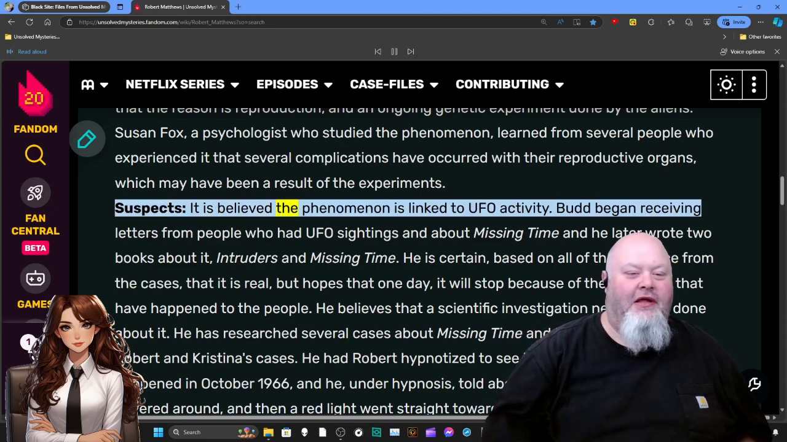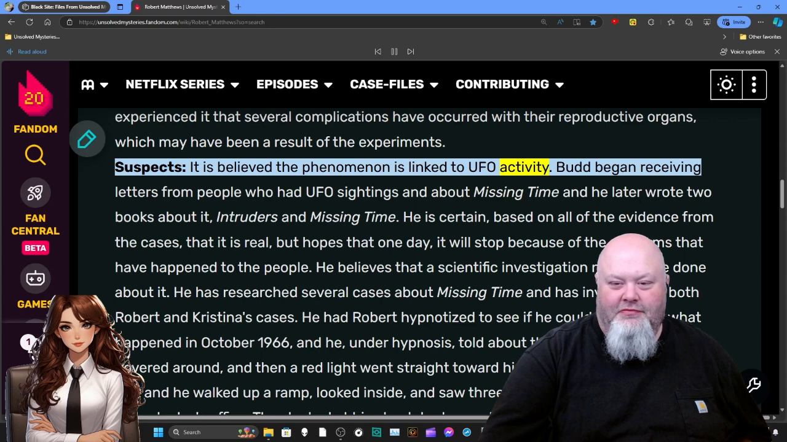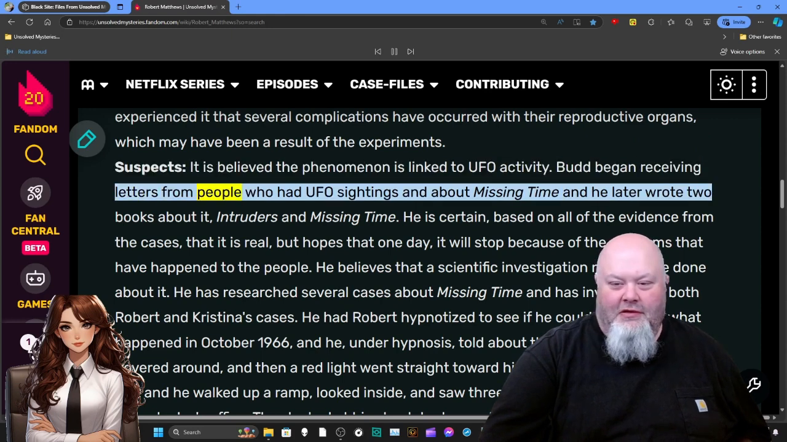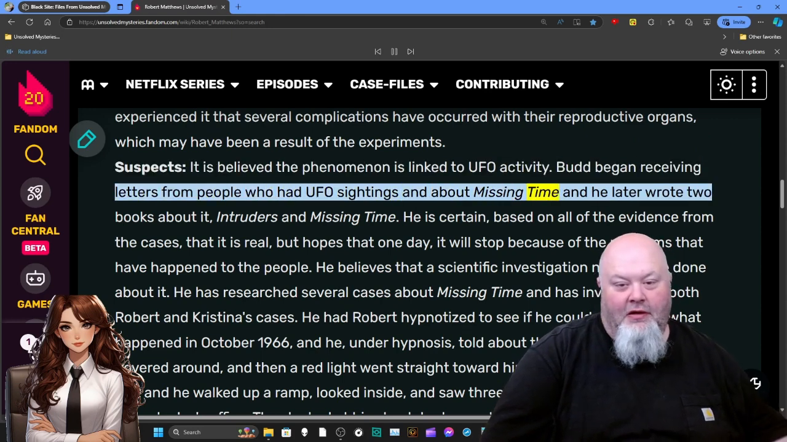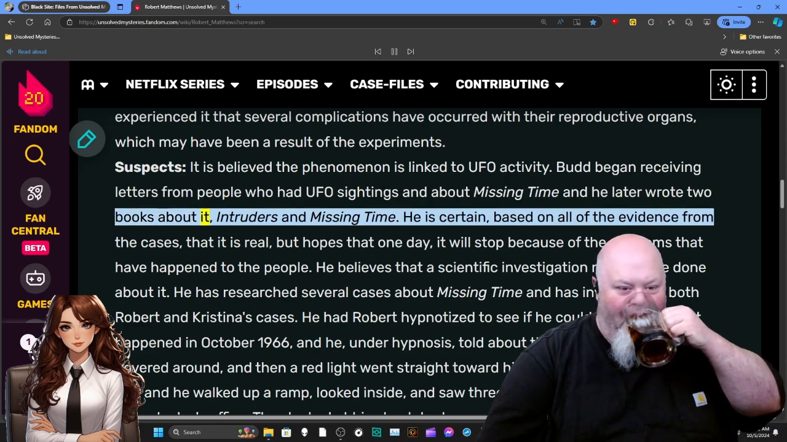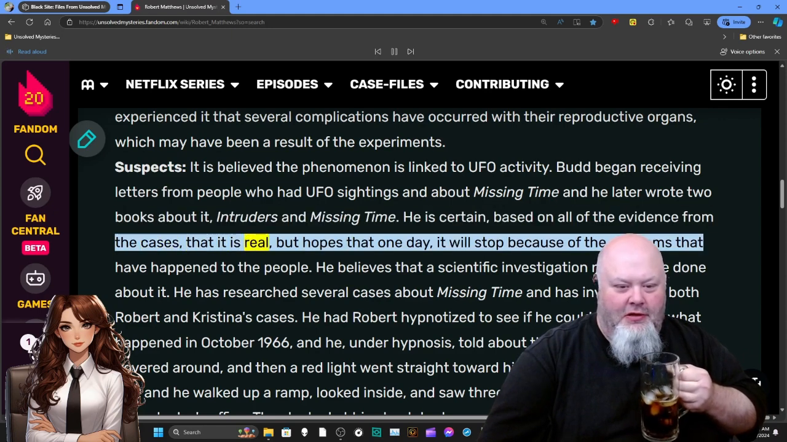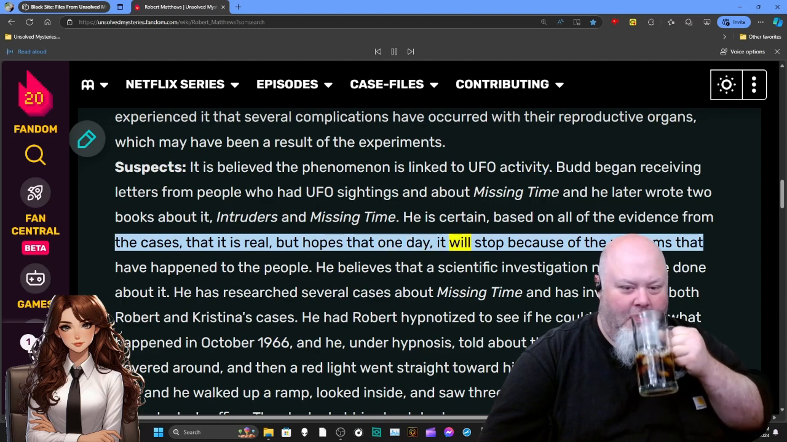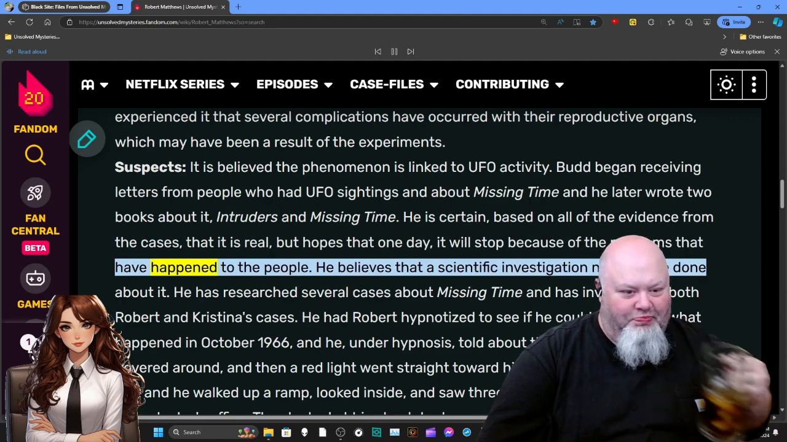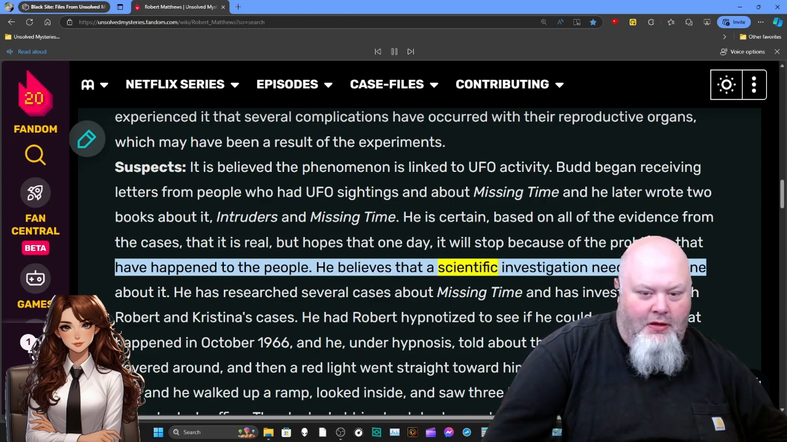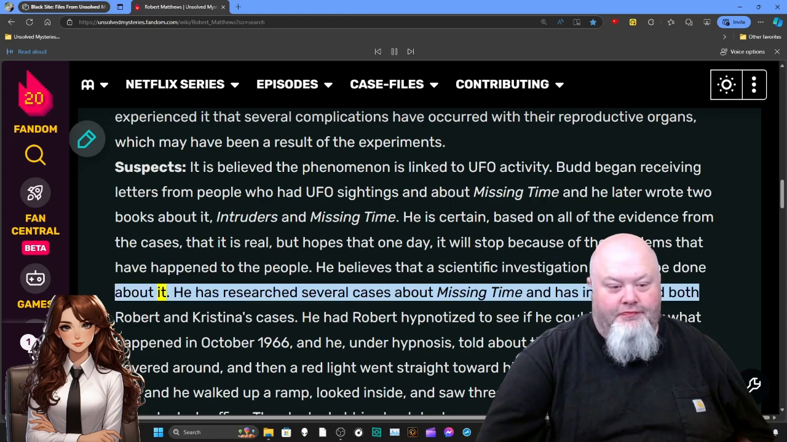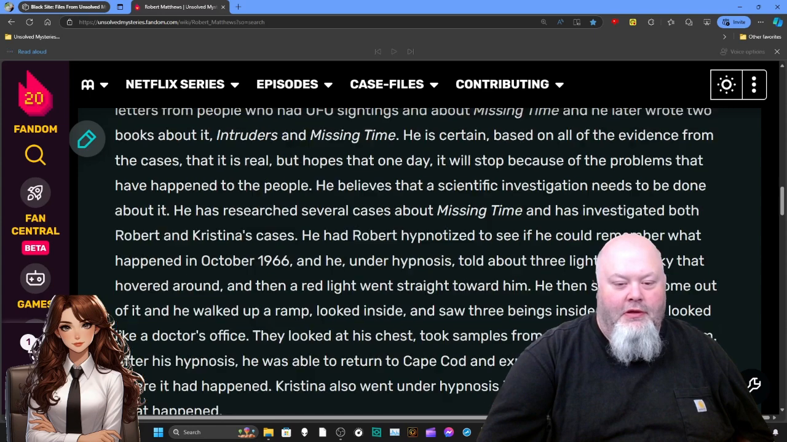Okay, it is believed the phenomenon is linked to UFO activity. Bud began receiving letters from people who had UFO sightings and about missing time, and he later wrote two books about it, Intruders and Missing Time. He is certain, based on all of the evidence from the cases, that it is real, but hopes that one day it will stop because of the problems that have happened to the people. He believes that a scientific investigation needs to be done about it. He has researched several cases about missing time and has investigated both Robert and Christina's cases.